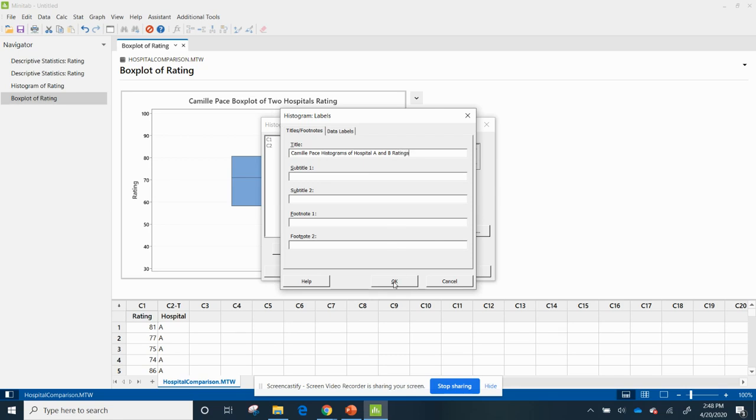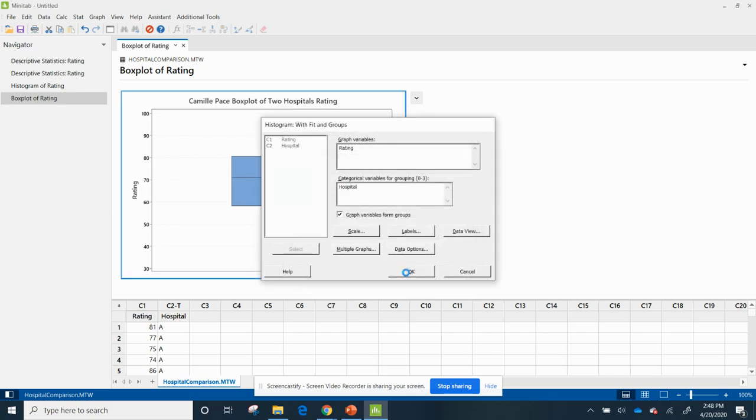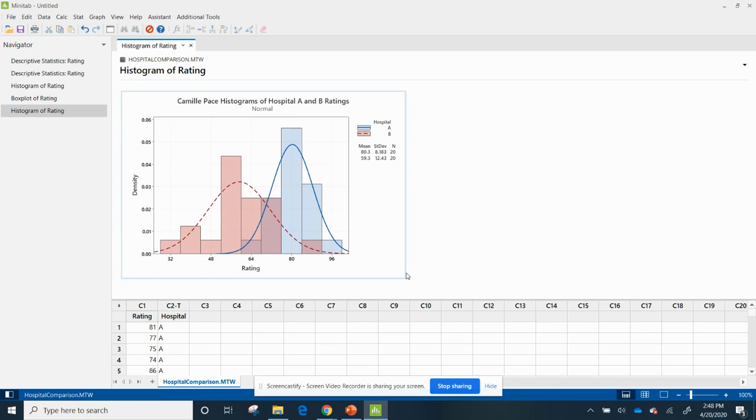Okay, so I hit OK. Wow, look at that. Something is totally going on. And remember, if you watched the descriptive statistics video, I showed you I thought a lot was going on with B. It was a lot lower than A, and here I can see it.